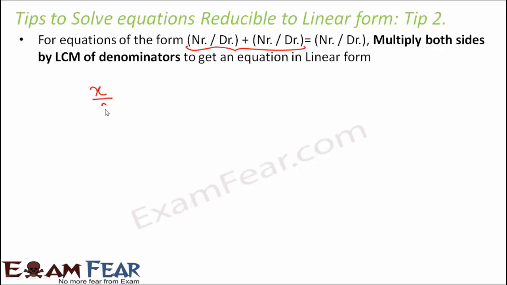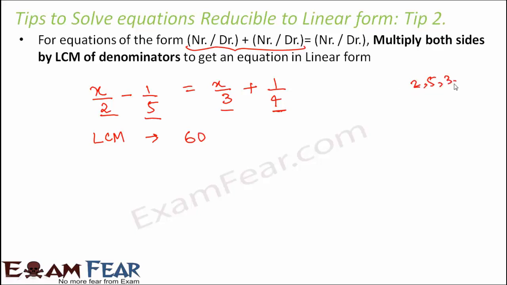Things will become clear only when we take an example. So first of all, let us take an example in this form. Let's say x by 2 minus 1 by 5 is equal to x by 3 plus 1 by 4. So this is our equation, and it satisfies the form. Now let us try to find the LCM of the denominators. What are the denominators here? The denominators are 2, 5, 3, 4. If you find the LCM of 2, 5, 3, 4, the LCM would come out to be 60. So you would get something like this: 2 into 2, 4 into 3, 12 into 5, 60. Therefore, the LCM would be 60.